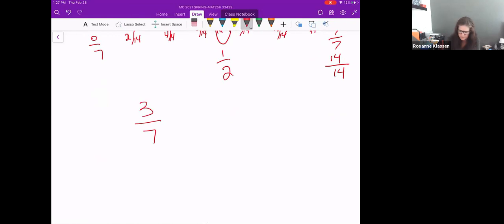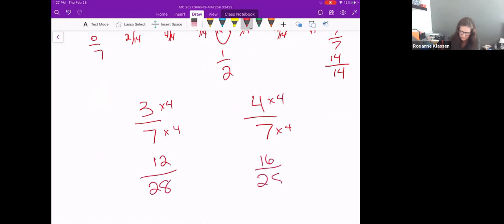And by the way, I can show you something else too. If we have this, you could say, I'm going to write an equivalent fraction. I'm going to multiply this by 4 and this by 4 and this by 4 and this by 4. So then I would get 12/28 and 16/28. And then I can see that space in between there. I can see 13/28, 14/28, 15/28, right?